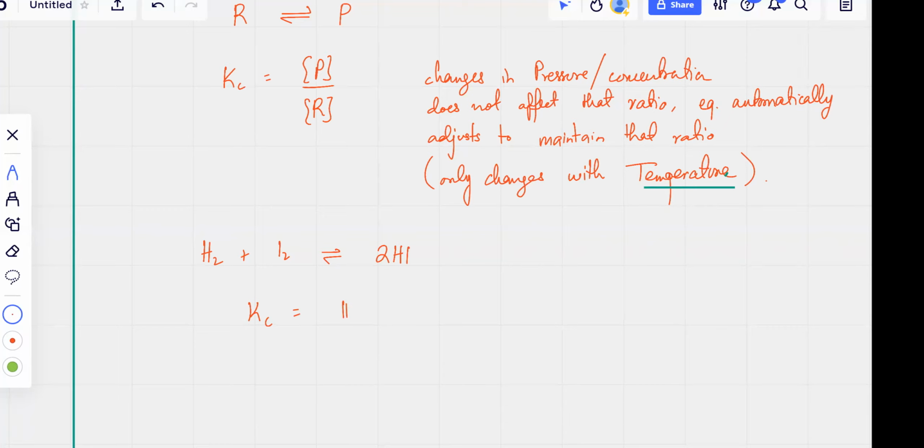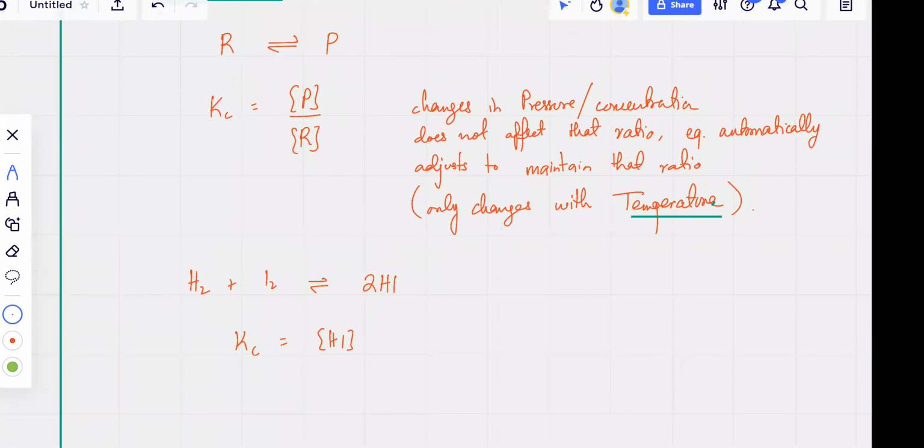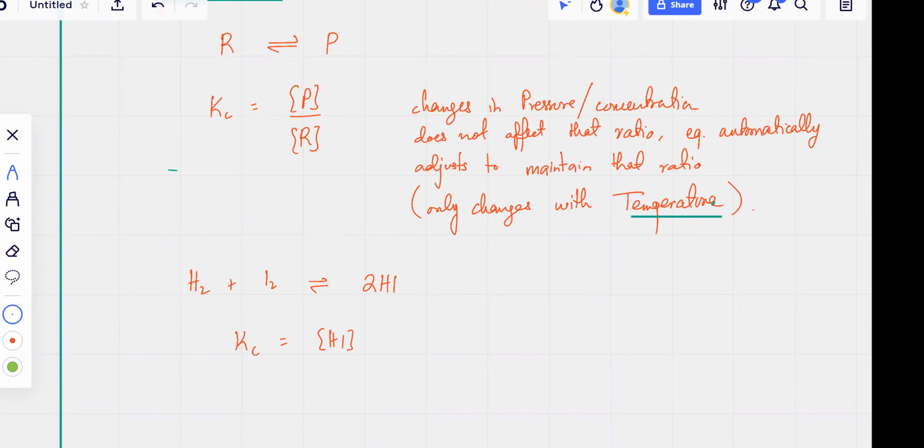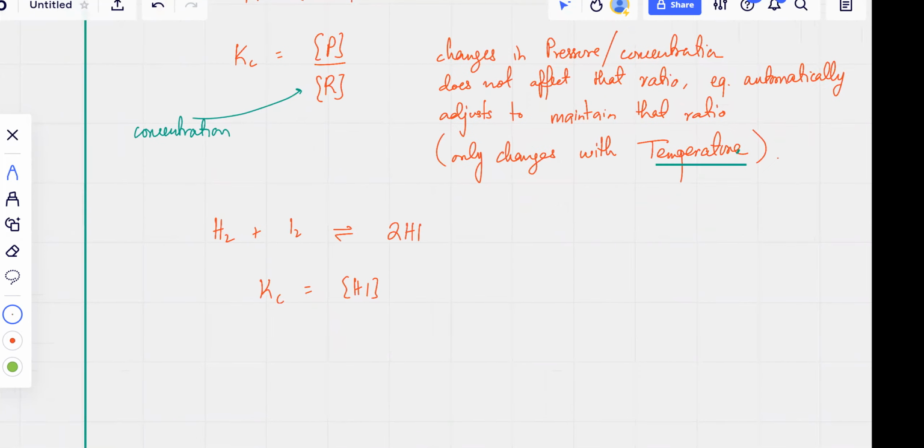So your products are HI, and remember it's concentration. It's not moles. Highlight that you don't place moles over here. You use the concentrations. The square brackets are concentrations. As I said, it's HI concentration, that's your product, divided by the concentration of H2 and the concentration of I2. Now, if you have done your AS, what's wrong with this expression?